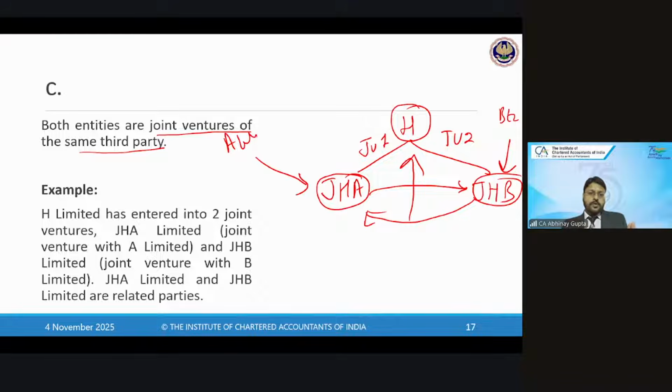So apart from the core clause, we will discuss what all relationships we are doubting. First of all, you need to understand if there is a common joint controller. Who is the joint controller here? H. Yes or no, sir? H is a joint controller. So because the joint controller is common, JHA and JHB are related to each other. Perfect. Let's come to another clause.